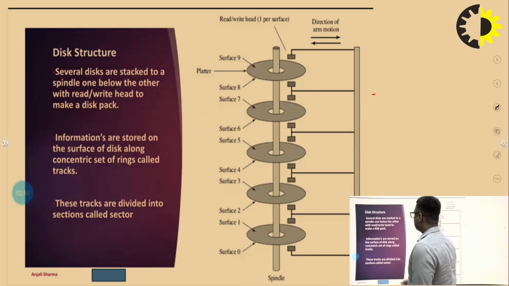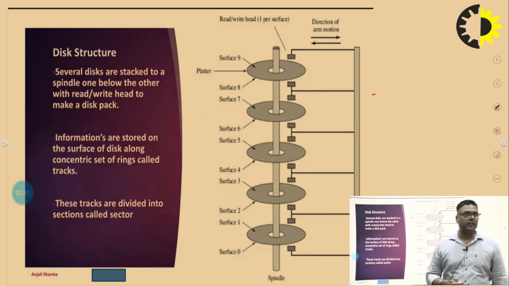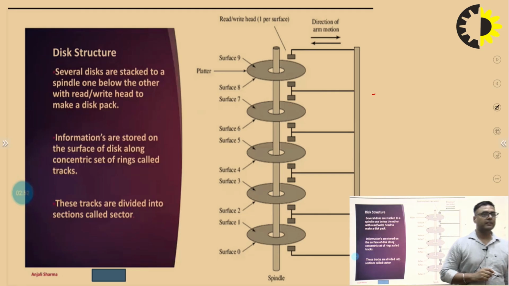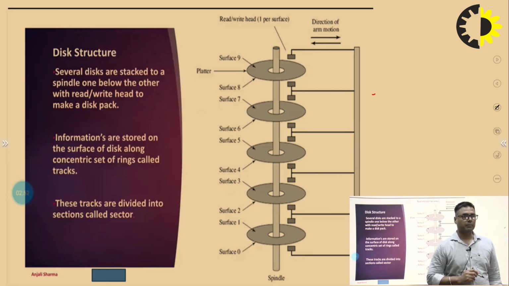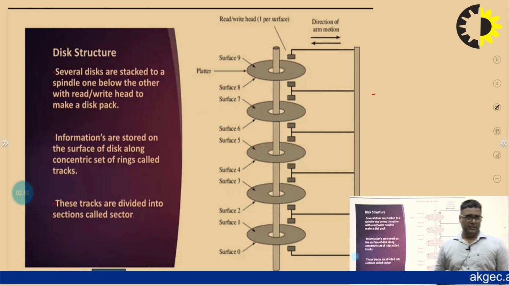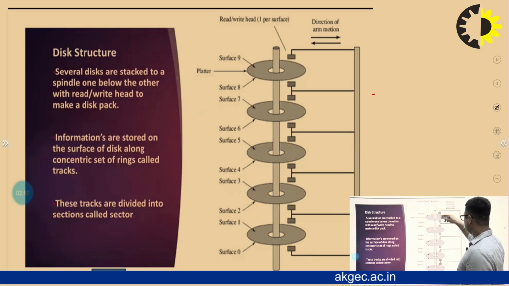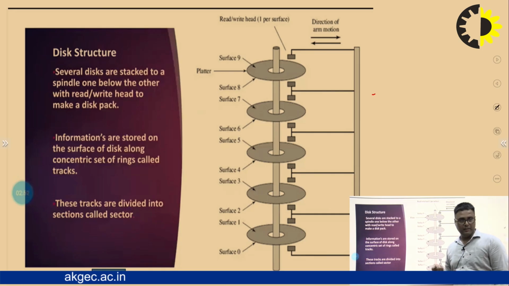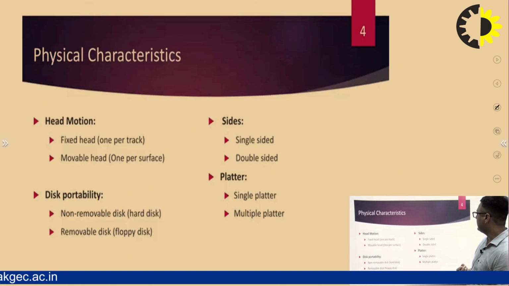Here the structure is shown: several disks are stacked on a spindle, one below the other, with read-write heads to make a disk pack. Information is stored on the surface of the disk along concentric rings called tracks. These tracks are divided into sections called sectors. That means in a disk a number of tracks are given, and every track has a number of sectors. Sectors are available in every track. So move on to the next slide.